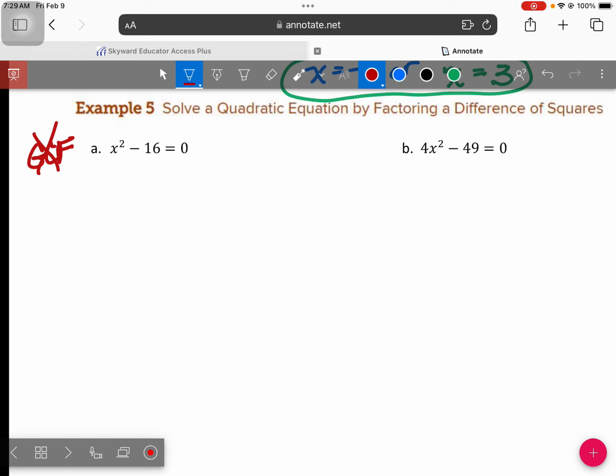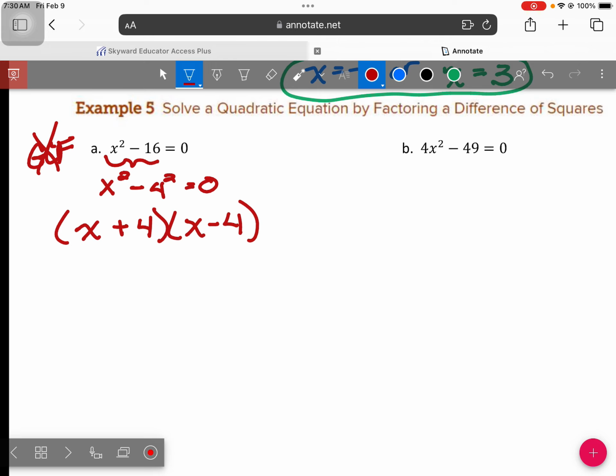All right, so it already says these are a difference of squares. I have two terms. So once we don't have that and we do see it looks like this, I would rewrite it as x squared minus what number squared gives you that 16? 4. So x squared minus 4 squared equals 0. And then this becomes x plus that 4 and x minus that 4 equals 0.